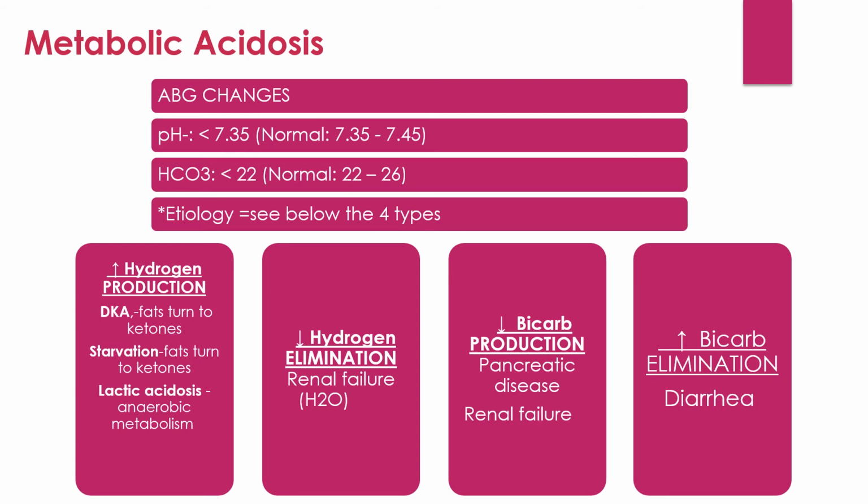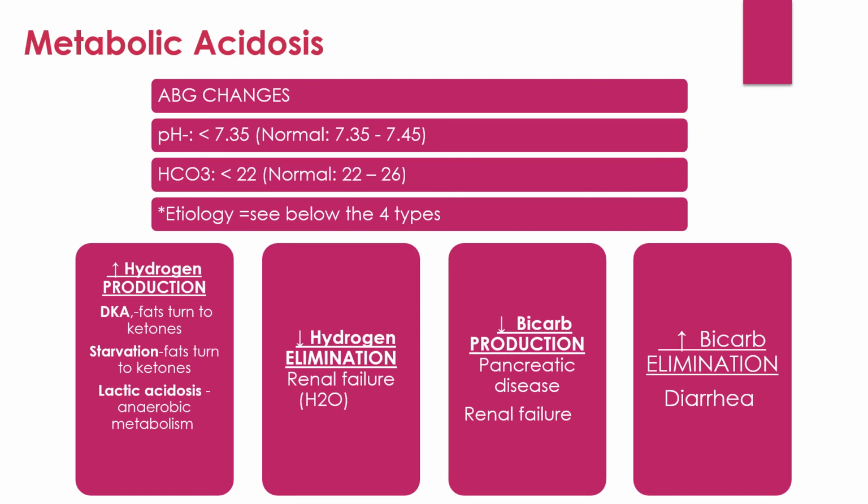We have increased hydrogen production, so that would be your DKA, where your fat is turning into ketones. Starvation, fats are also turning into ketones. Lactic acidosis, and this leads to anaerobic metabolism. This happens in septic shock.